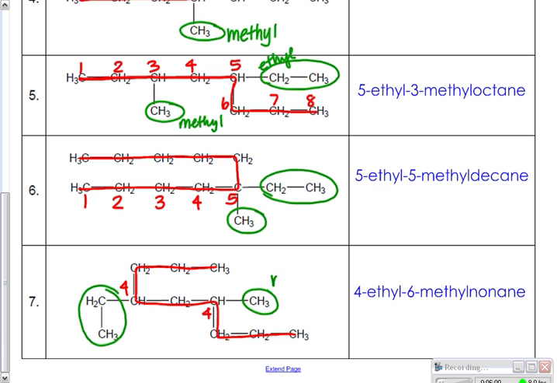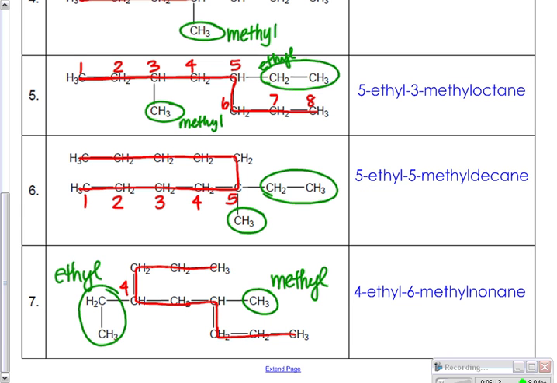Well, being that this is a methyl group over here, and that this one is an ethyl group, we're going to let the E be the determining factor for our numbering system. So E, because it goes first, will be 4, and this will be the 6. So it becomes 4-ethyl, 6-methyl, nonane. N-O-N because of the 9 carbons. So that's how you do the front page of the assignment.